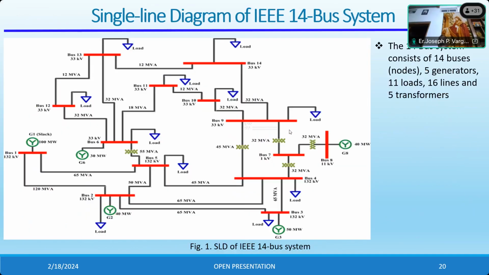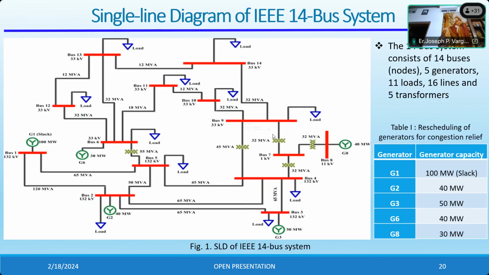Now let's come to slide number 20. Here we are conducting this load flow analysis. Several researchers have reported that congestion can be alleviated by rescheduling of generators. In this study, we have rescheduled the generators using the ETAP software by conducting load flow analysis, and this is the result obtained by setting the values in this way.